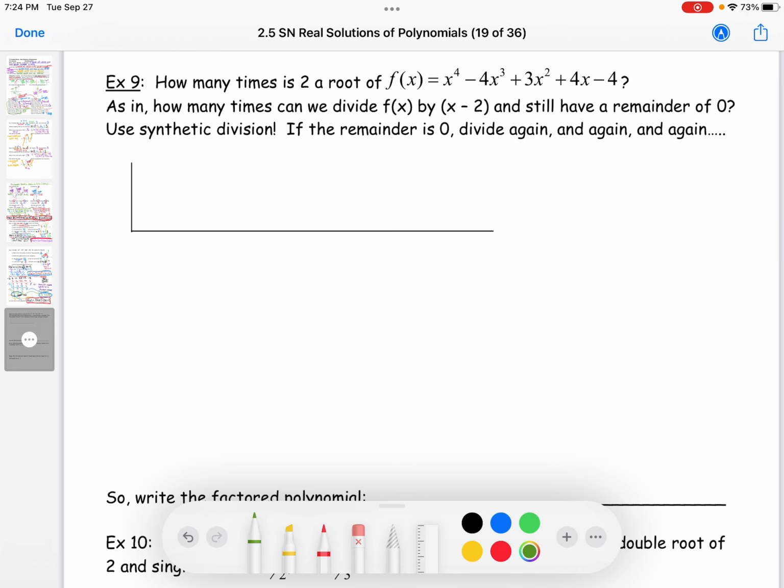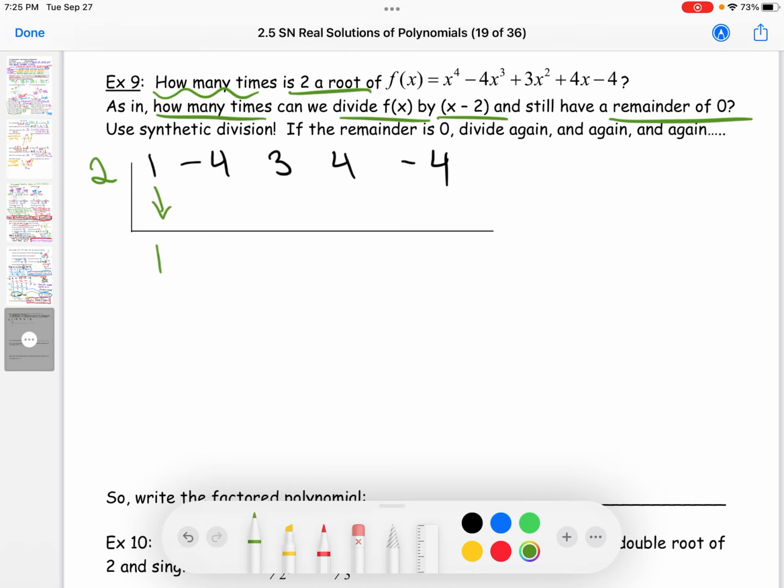And that question is, how many times is 2 a root? So how many times can we divide f of x by x minus 2 and still have a remainder of 0? We're going to do it again and again and again. This time 2 is the root, so we're dividing by x minus 2, meaning we put just a 2 on the outside. It's the opposite sign from the factor. Okay? On the inside, we start with fourth power, third, second, first, none. So we're good there. 1, negative 4, 3, 4, negative 4.